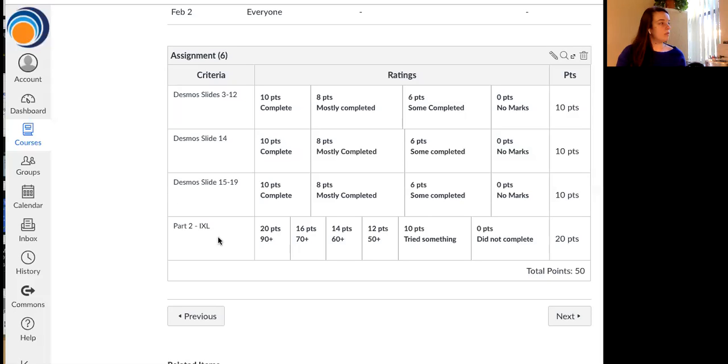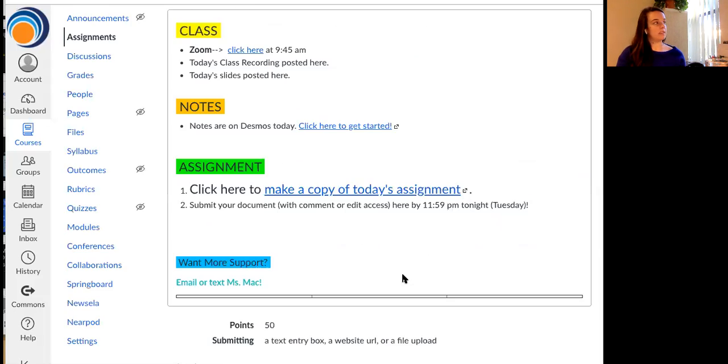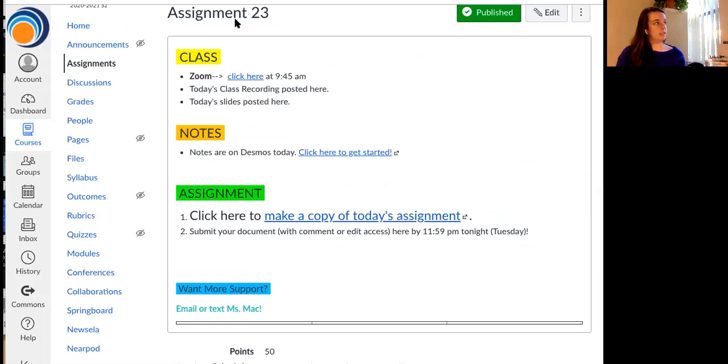Decimal. Let me go ahead and record. So you have your decimals making up 30 points today, and then IXL is making up another 20. So 50 total points for this assignment. And you'll see it there.